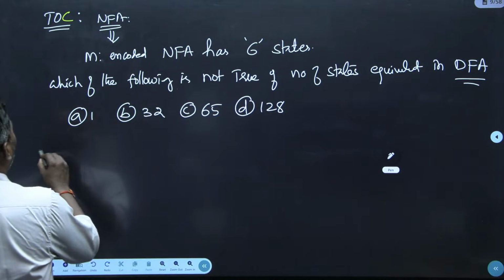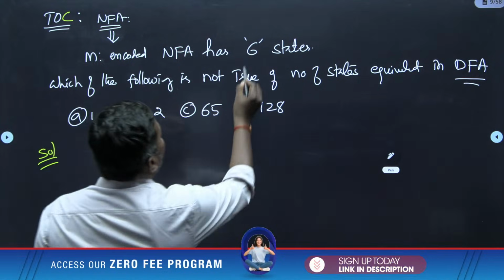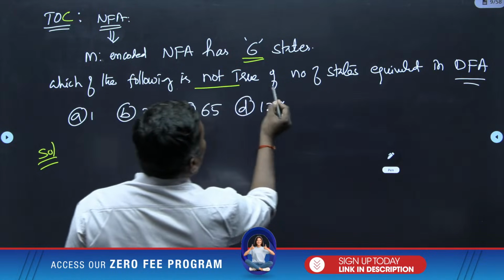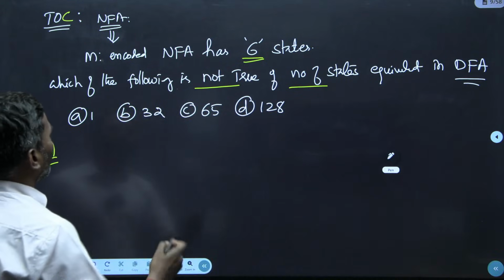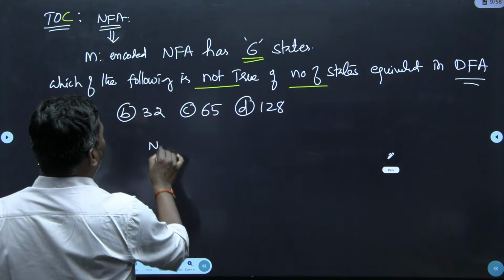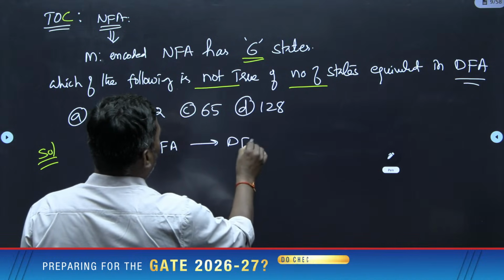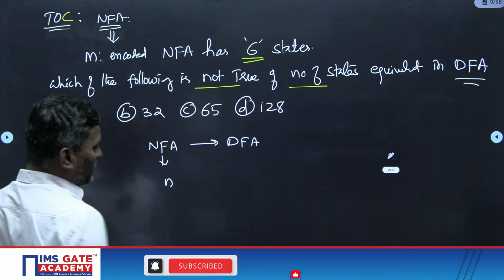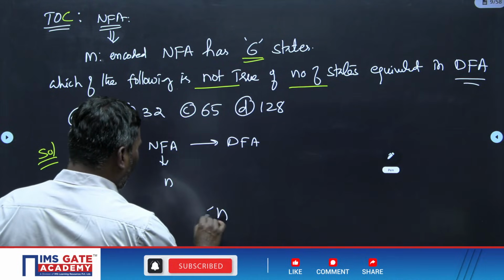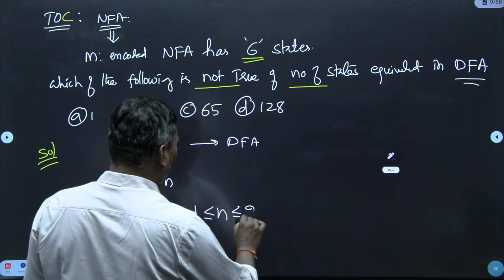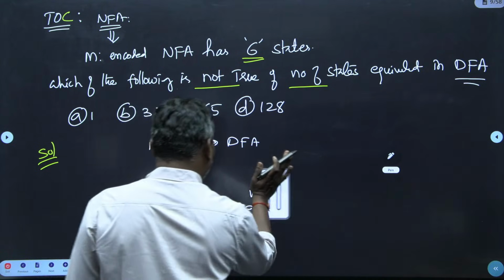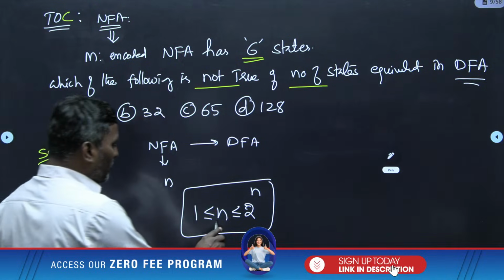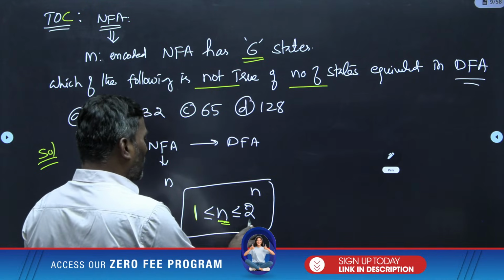So what are they asking? Simply, the NFA is converted into a DFA. The NFA has 6 states. If you know this point, when you convert an NFA into a DFA, if the NFA has n states, then the number of states in the DFA will be a minimum of 1 and a maximum of 2 power of n.